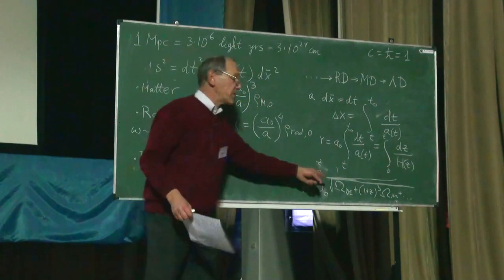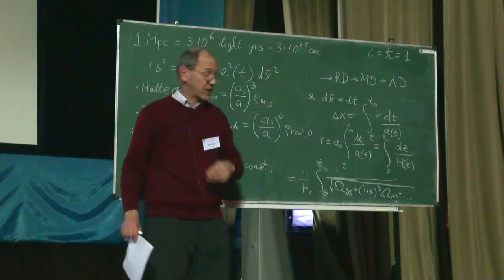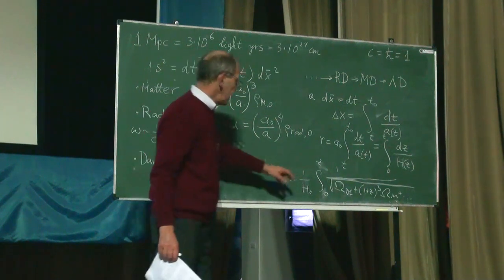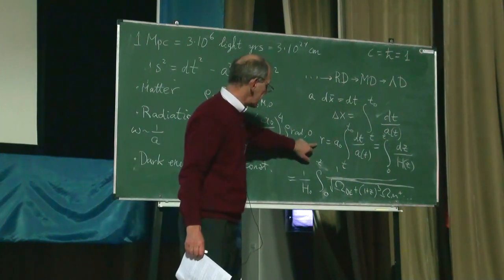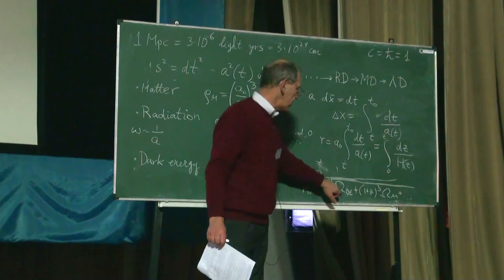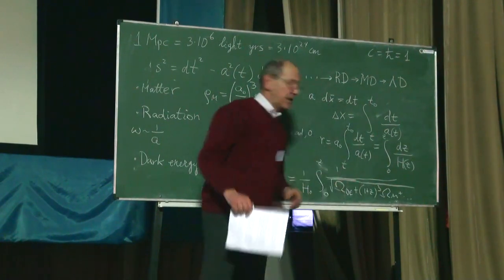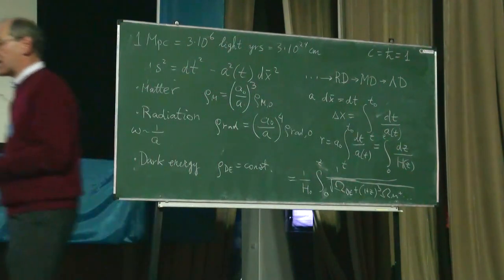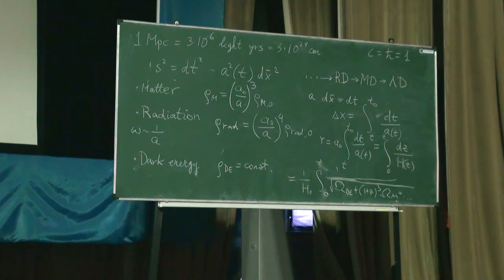That's the Hubble parameter on that level. Okay? So if we measure the distance as a function of redshift, then we can measure the matter and dark energy contribution separately in the composition of the universe.